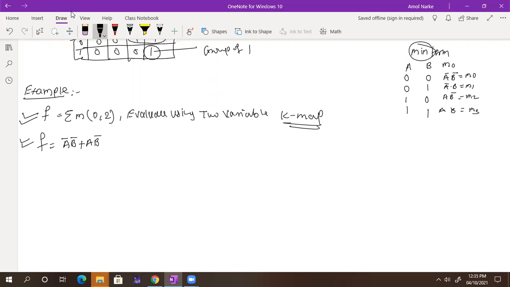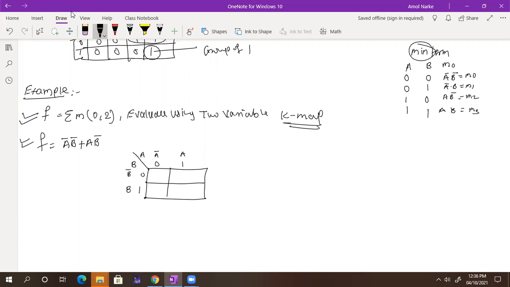Okay, so first we have here a 2 by 2 Karnaugh map. We are going to draw first the table for the 2 by 2 Karnaugh map. In that map, here I write A, here I write B. So here 0 is nothing but A complement. Here 1 is nothing but A. Yes or no? Here we have 0, here we have 1. And here B complement and here B.